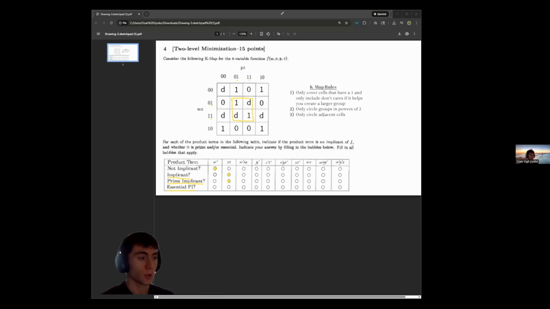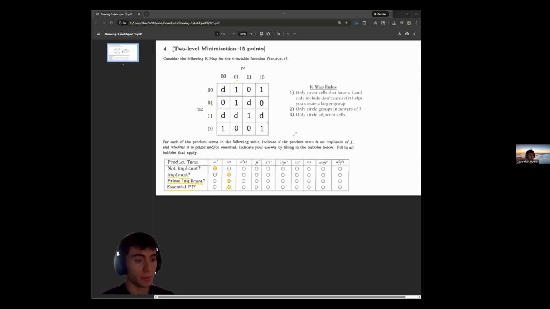Is it essential? Okay, so an essential prime implicant is one that covers at least one cell not covered by any other prime implicant. So looking at WX, as we determined was a prime implicant before, this is covering this one. And if we look at this grouping right here, this is also a prime implicant because you can't make this group any larger, meaning that both of the ones are covered. So that would mean this is not an essential prime implicant.